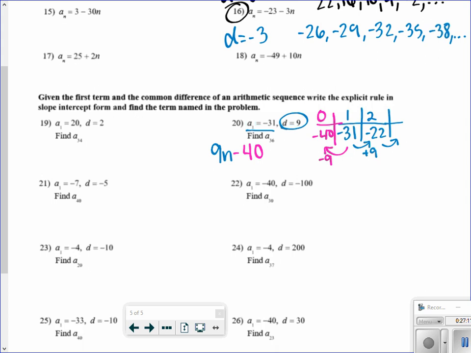The next part, find a sub 36. What is this asking you to do? Find the 36th term. You're not making a table all the way to 36. No one has time for that. What are you doing instead? You take the equation we just made and put 36 in the n spot. n is representing the different places in your sequence. So 9 times 36 minus 40. And then you guys have to type it.